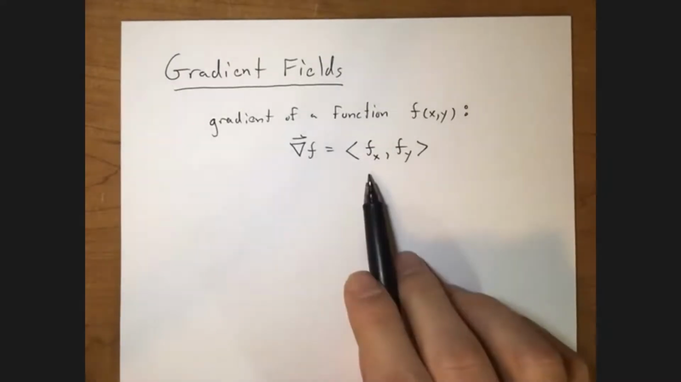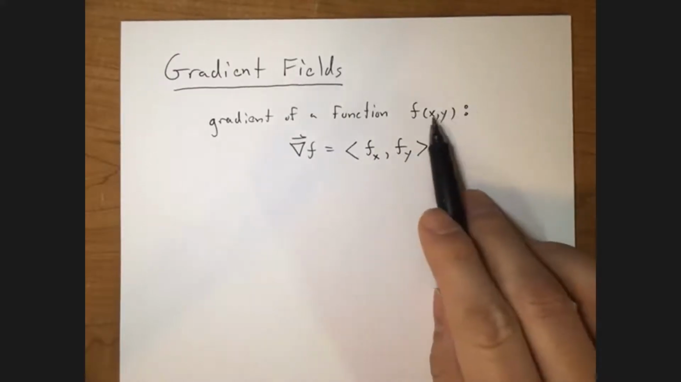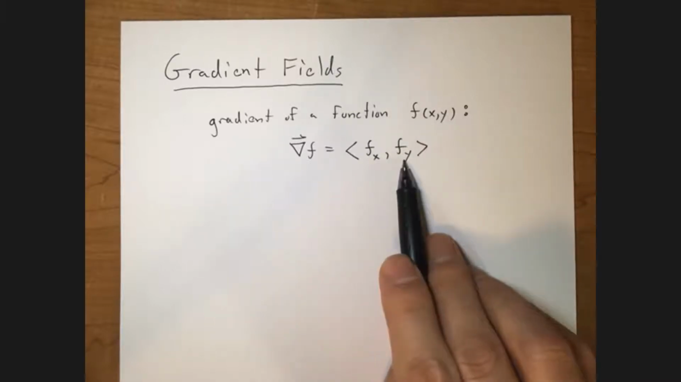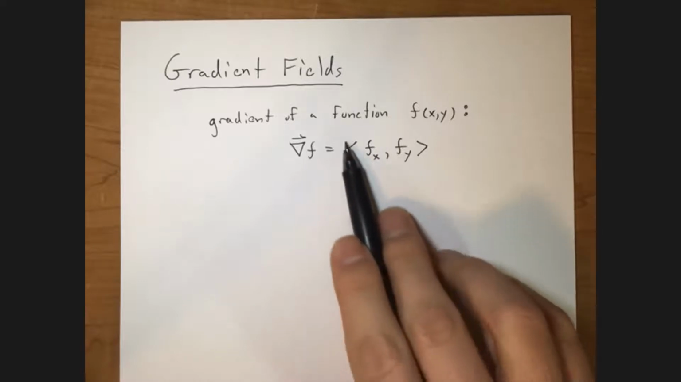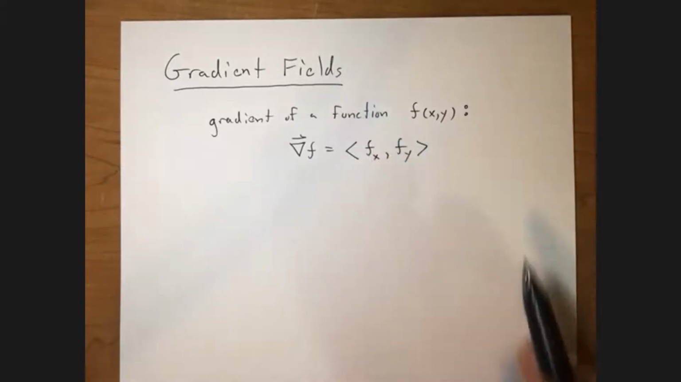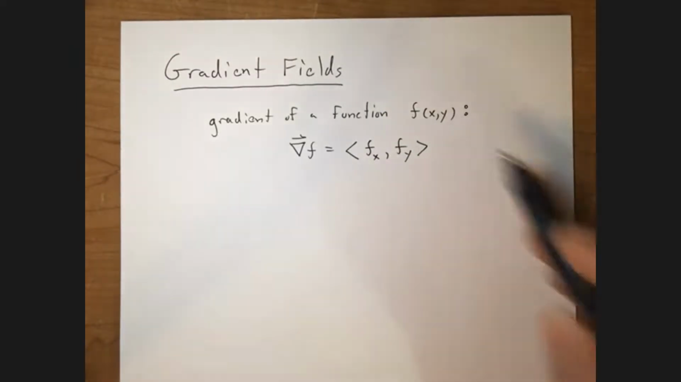Well, look at what we've just done. We've created a vector field. Because for every point x, y, we can compute the derivatives. So I can view this as a vector field. And a gradient field is a vector field that happens to be the gradient of some function.